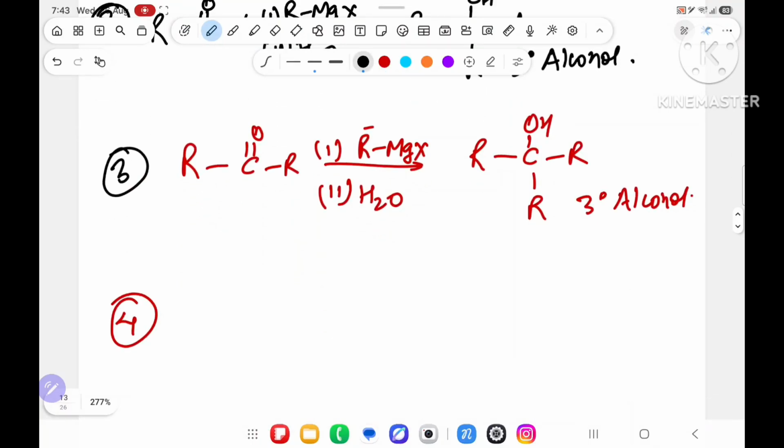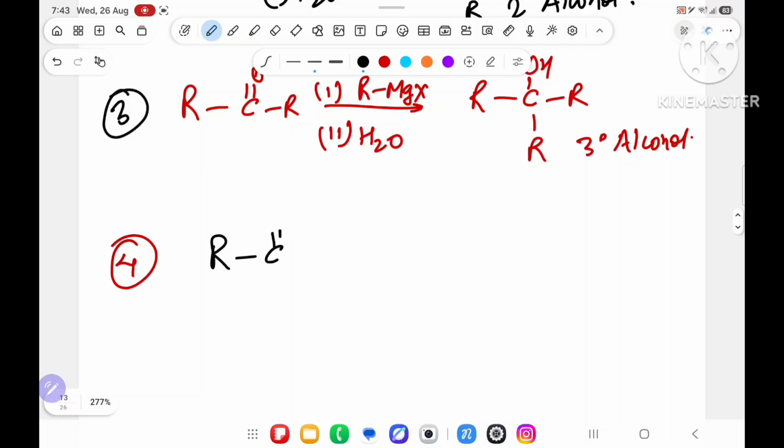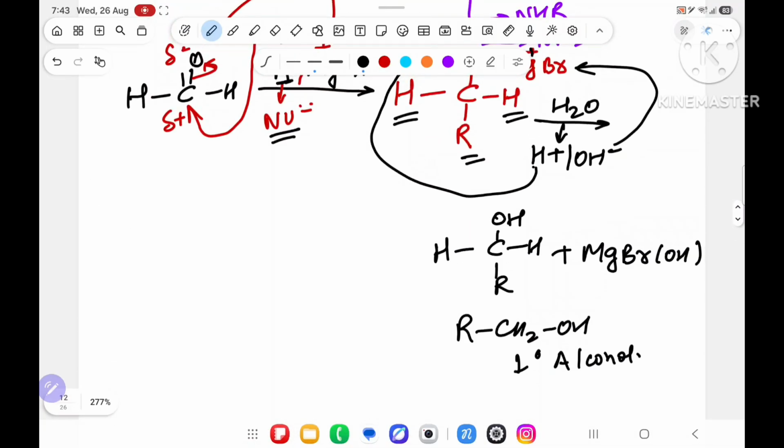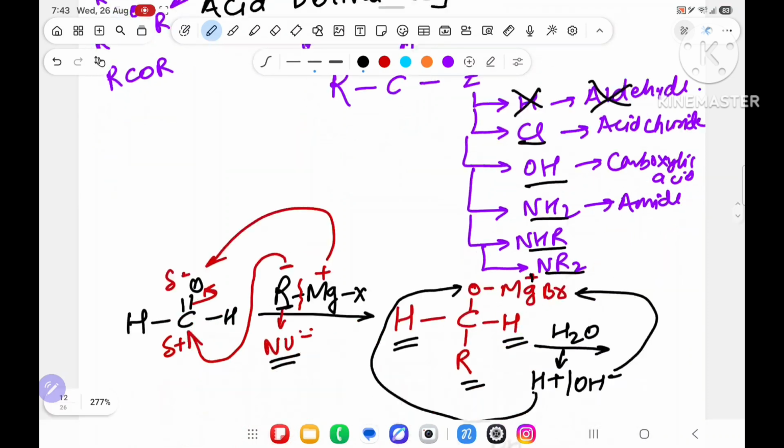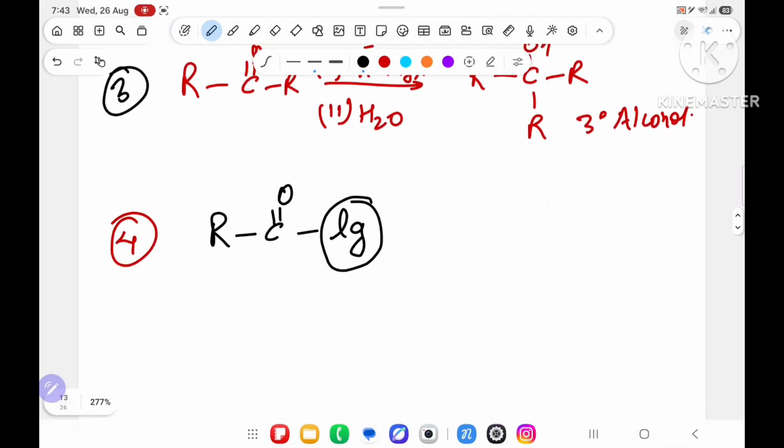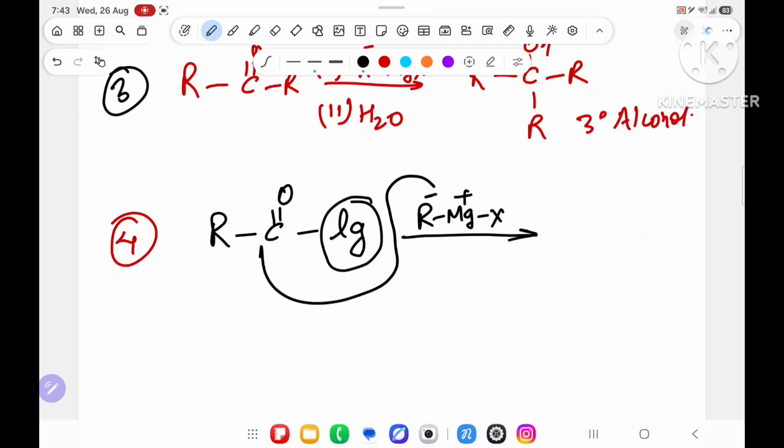The fourth one I have written is acid derivatives, meaning RC double bond O with some leaving group. What are acid derivatives? Cl, this is not an acid derivative because it will become aldehyde. Cl, OH, NH2, NHR, NR2, these all are very good leaving groups. So this leaving group is there. Whenever you take Grignard reagent RMgX, what happened? This minus plus, first it will attack over here. Once it attacks, RCO minus MgX, and over here R, and over here the leaving group.